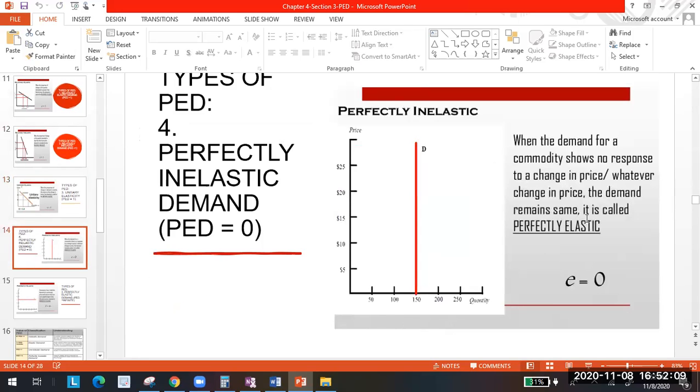So can you read this? Perfectly inelastic. When the demand for a commodity shows no response to a change in price, whatever the change in price, the demand remains the same, it is called perfectly inelastic. Can you give me an example of this? I want you to explain it in your words. So if there's a commodity that doesn't get affected by the change in price and constantly has the same amount of demand for it, then it's perfectly inelastic.